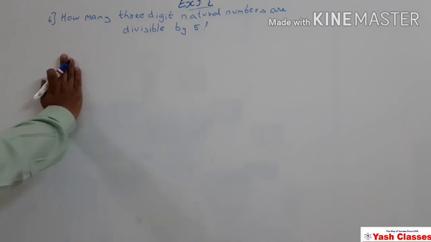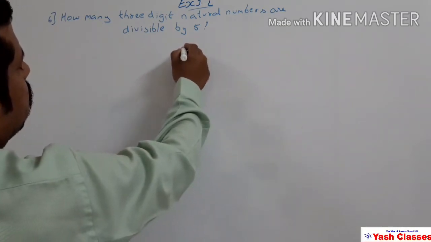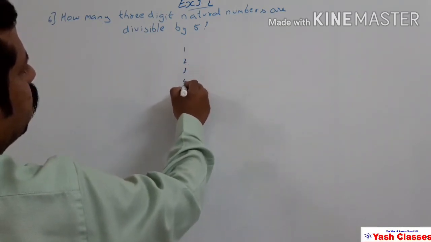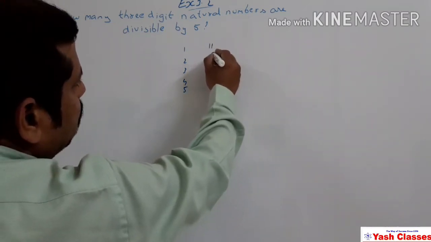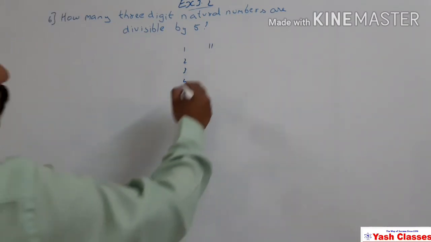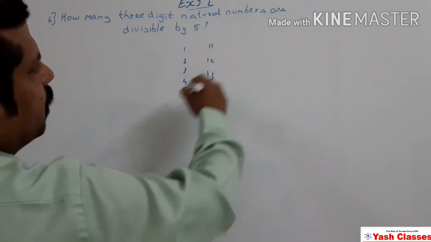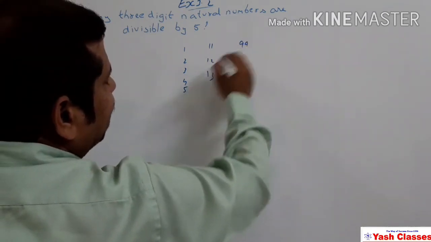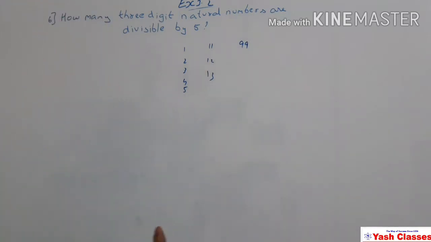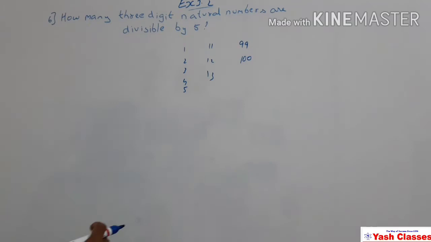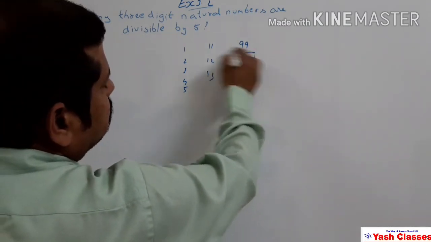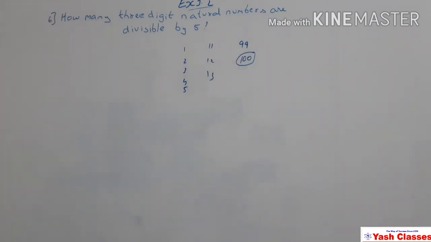Sixth question. How many 3-digit natural numbers are divisible by 5? 3-digit. What's here? 1, 2, 3, 4, 5. These are all single digit. Now 11, 12. These are 2-digit numbers. Till 99 it is 2-digit number. 100, 3-digit number. The first smallest 3-digit number is 100.